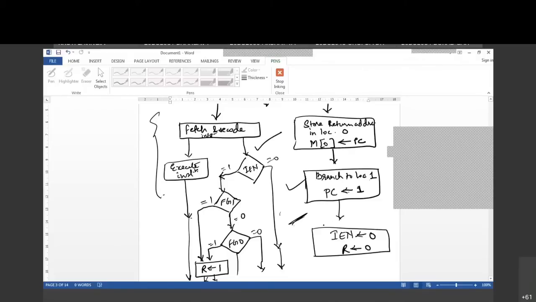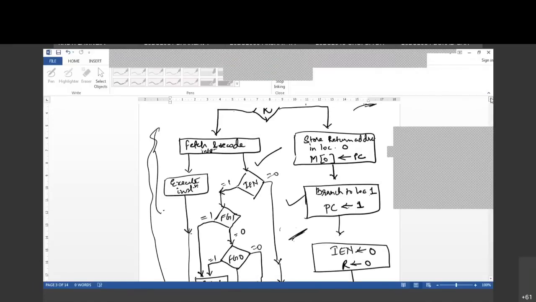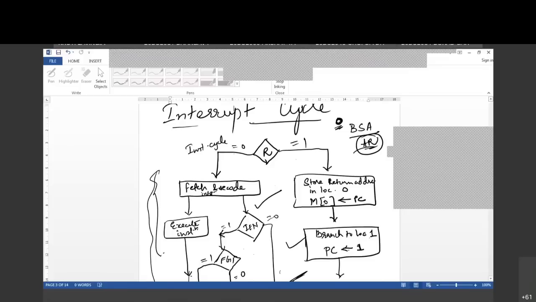Okay, so this IEN flag is set to 0, R flag is set to 0, and after all these things, it will go back to our instruction cycle. Over here, it will go back and check the value of R. Depending upon R, it will move to the normal instruction cycle or the interrupt cycle. This is your interrupt cycle.